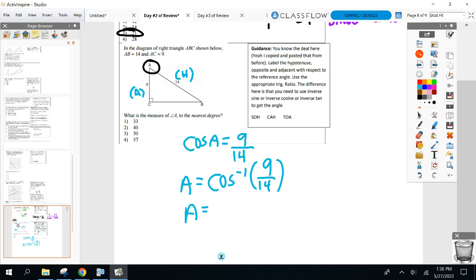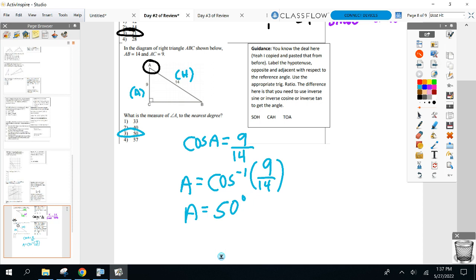We're all good? Anytime you find an angle, inverse, inverse, inverse. If you think you have something to ask, go ahead.